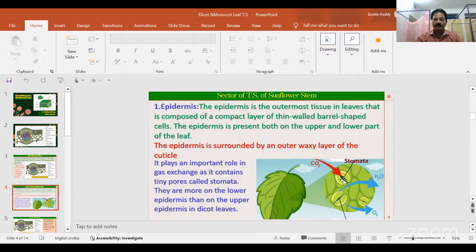This is about epidermis. On both sides, the epidermis is covered with a thin waxy coating called the cuticle layer. The cuticle layer is made up of cutin. This is about the epidermis, the first part of the leaf. Generally, the sunflower leaf is a typical example for a dicot.